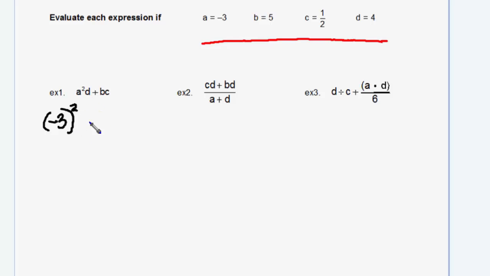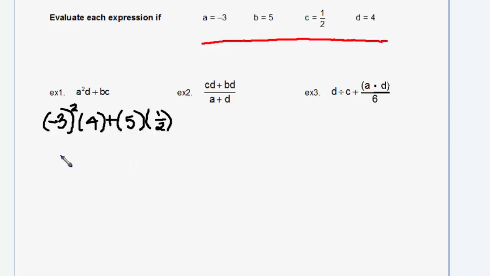So I'm going to draw another pair of parentheses because I'm going to replace that d with, let's look, a 4. Okay, so -3 squared times 4 plus, I'm going to replace b, so I'm going to do my parentheses. B is 5, parentheses, c is a 1/2. Okay, so I know you've got a lot of parentheses going on, but trust me, that's really going to help you to make sure that you are actually multiplying when you replace those values.